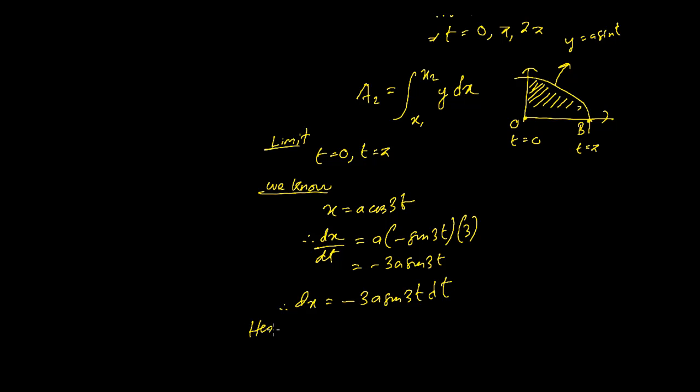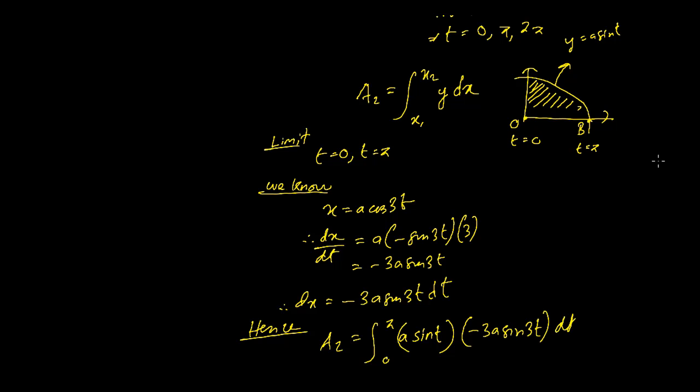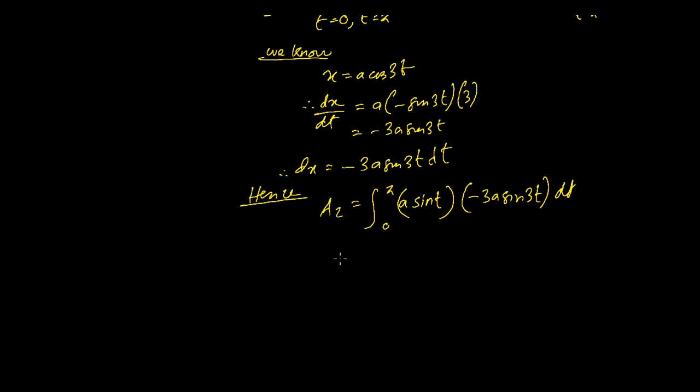Hence let's do the substitution. Area 2 equals, the limit is going to be 0 to pi, y is going to be a sine t, dx is going to be minus 3a sine 3t dt. If we simplify this, it would be the integral from 0 to pi of minus 3a squared, a into a is a squared, sine t into sine 3t.